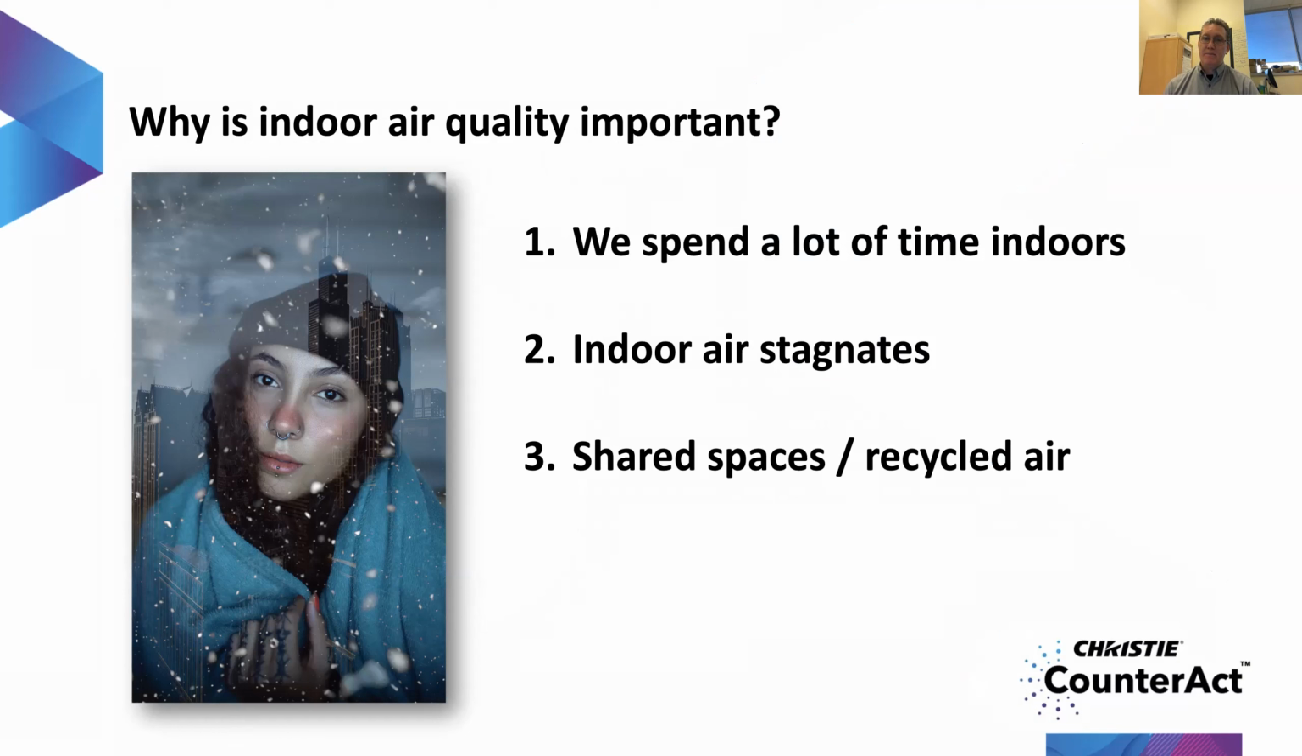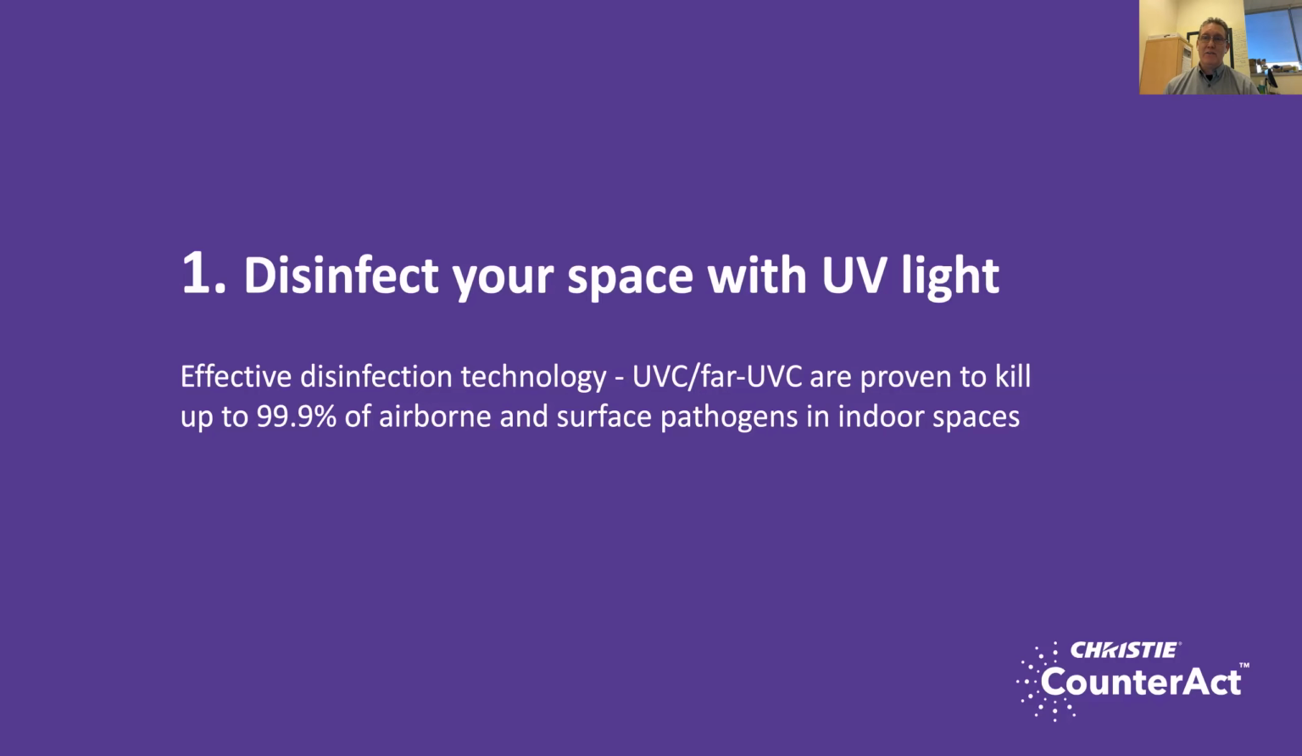Indoor air stagnates, especially in older buildings where there's poor ventilation or no ventilation. And even in newer buildings, because we have such high energy efficiency, they're very tightly enclosed envelopes. So we have to be very cognizant of indoor air quality in those regards. So, how do we improve indoor air quality in shared spaces? Well, UV light is a great example of that.